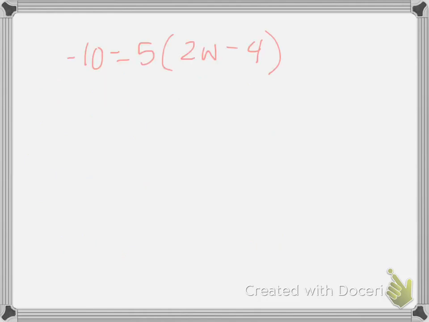Okay, so this next one, we can either divide both sides by 5 first, like we did last time, or we could distribute this 5 and solve from there. I am going to get rid of this 5 because I think it's quicker that way. So I'm going to divide both sides by this 5 because I'm multiplying here. That's why I'm dividing. So negative 10 divided by 5 gives me negative 2 over there.